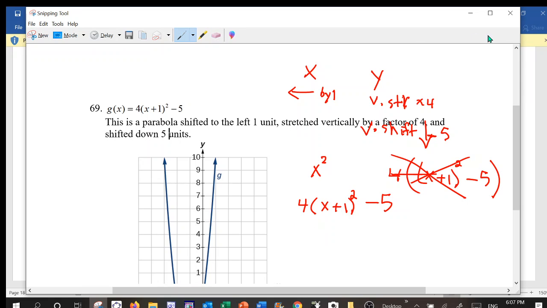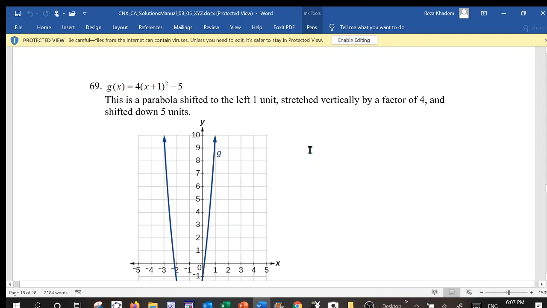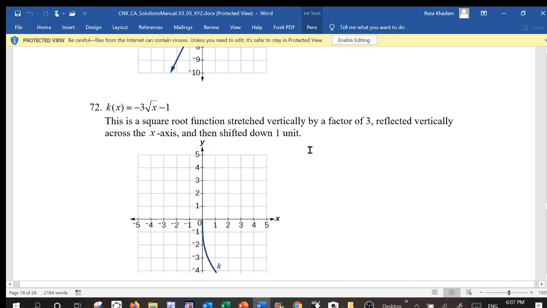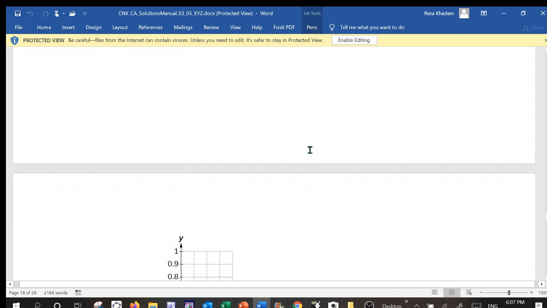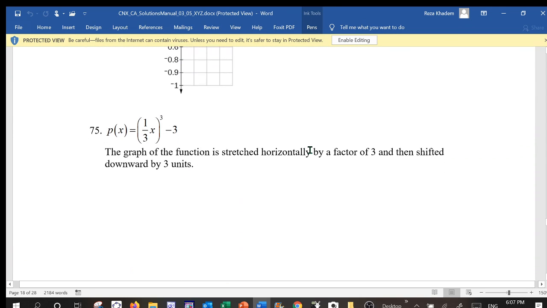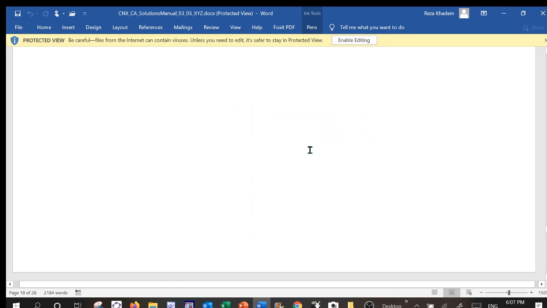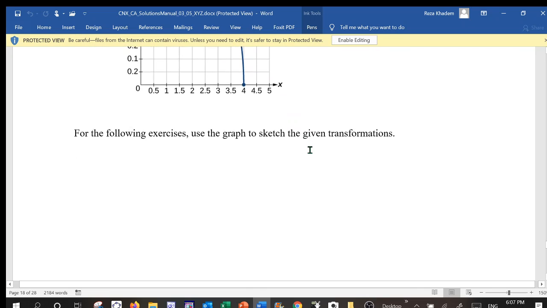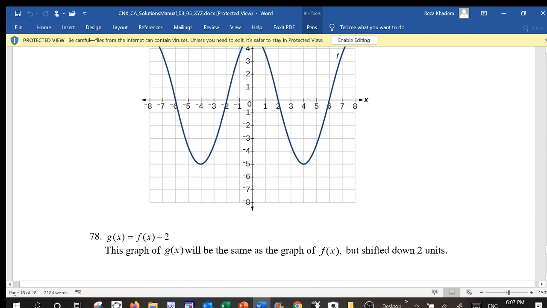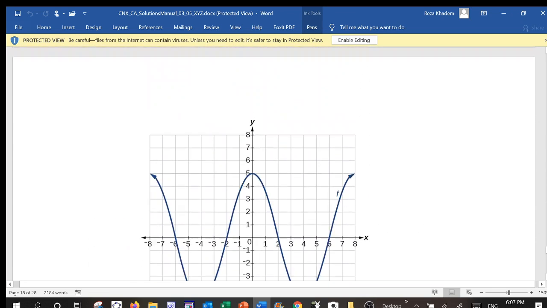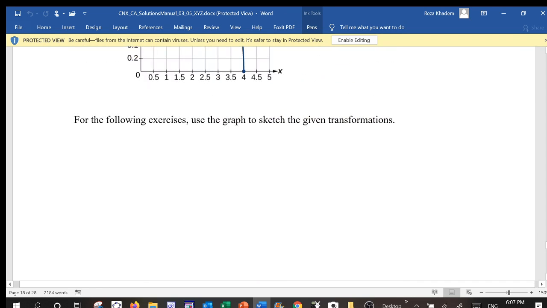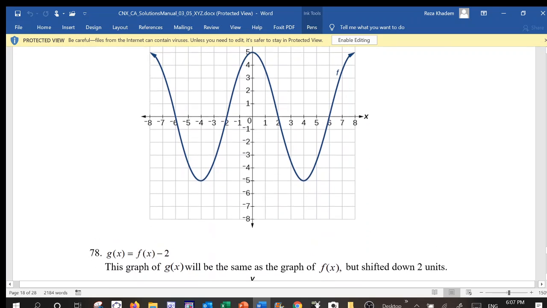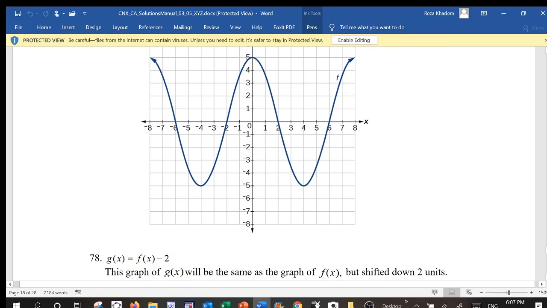All right, and one more, and that's 78. I think that was 78, but let's see. So yeah, 78 says, for the following, use the graph to sketch the given transformation. Okay, so we are given a graph and we want to transform it like that, right?